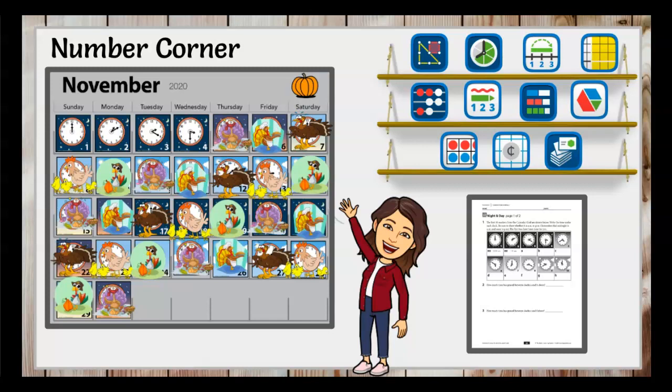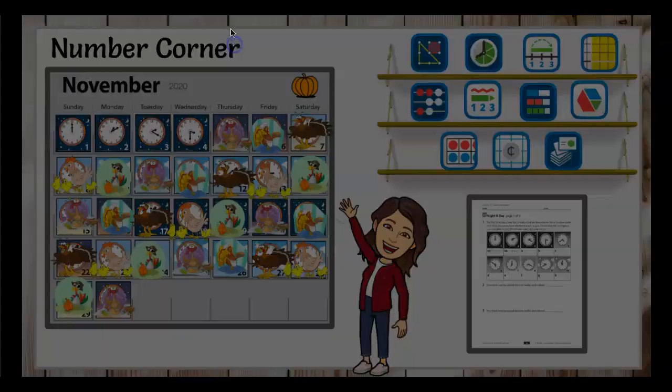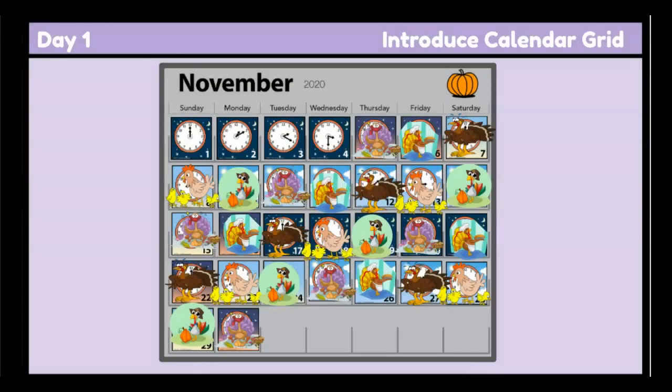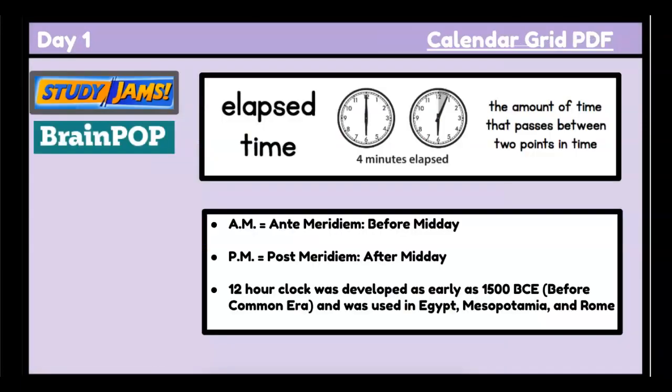Hey, fourth grade. Today is Wednesday, November 4th, 2020, which means we are switching over to our November Number Corner calendar. This month's calendar pattern focuses on skills and concepts related to telling time and calculating elapsed time. Today, we are going to fill out our calendar grid observations for cards 1 through 4.